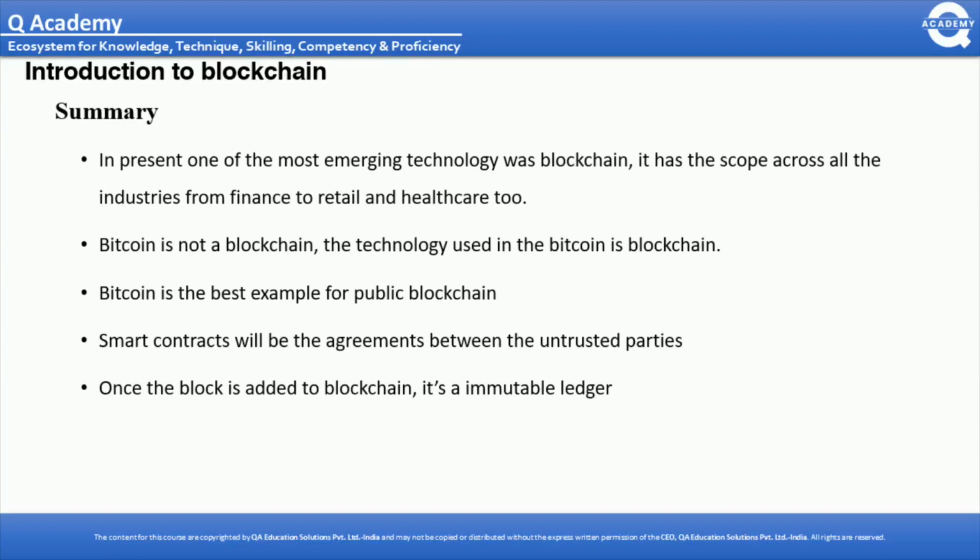Summary. At present, one of the most emerging technologies is blockchain. It has scope across all industries, from finance to retail and healthcare too. Bitcoin is not a blockchain. The technology used in Bitcoin is blockchain. Bitcoin is the best example of a public blockchain. Smart contracts will be the agreements between untrusted parties. Once a block is added to the blockchain, it's an immutable ledger.